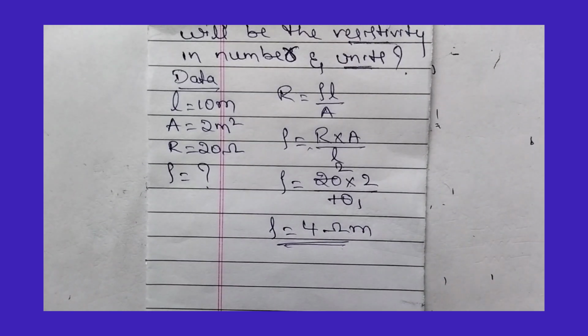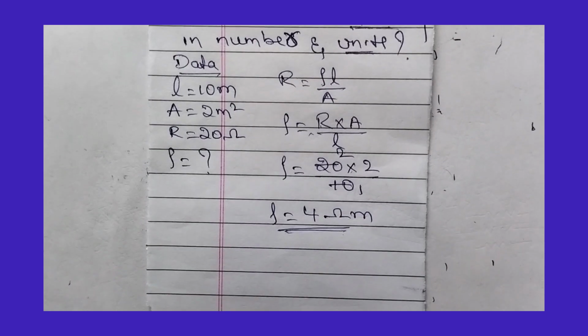So 4 is the resistivity and ohm meter is the SI unit of resistivity. Therefore our answer is 4 ohm meter. Therefore the resistivity of the given material is equal to 4 ohm meter. So like this we have to answer this question. So let us go to the next question.